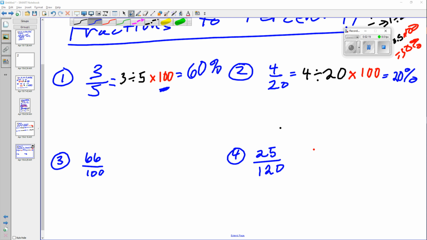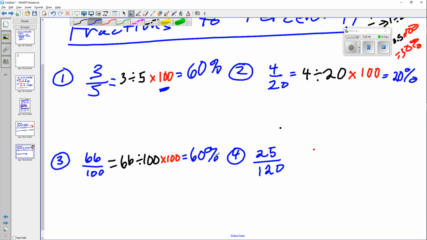Now, you try 66 out of 100, okay? Pause the video first, do your calculation, then we'll see what you get. So now you punch that in, you're going to get 66 divided by 100 times 100, which gives us 66, but we need to say it's percent because we multiplied by 100, because we're saying it's 66 out of 100.